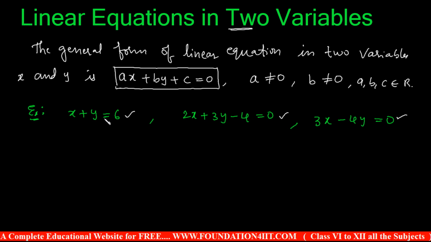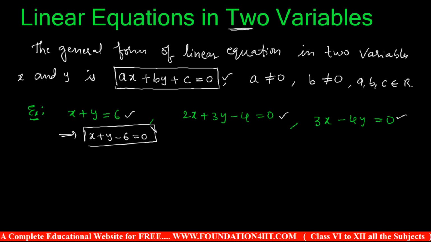The LHS is x plus y, and the RHS is 6. If you want, you can convert this: x plus y is equal to 6, we can write as x plus y minus 6 is equal to 0. Both are the same linear equation.